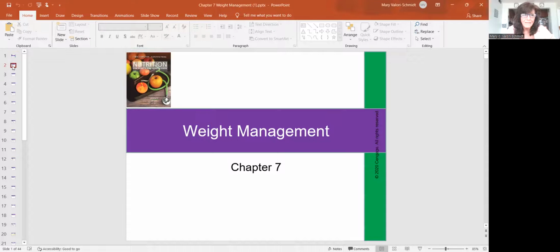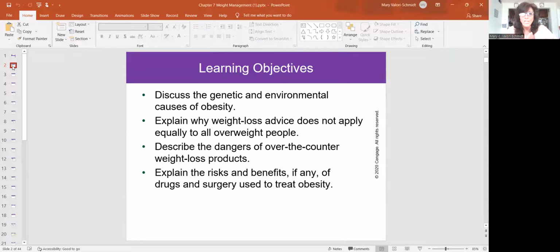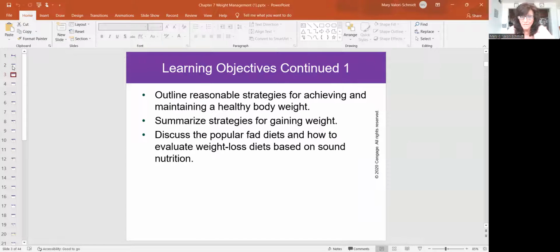What are our objectives? So we're going to discuss genetic and environmental causes of obesity. We're going to talk about why weight loss advice doesn't apply equally to all overweight people. There's not a cookie cutter resolution. We're going to talk about the dangers of over-the-counter weight loss products, anything that's like get skinny quick. We're going to talk about risks and benefits, if any, of drugs and surgery that are used to treat obesity. We'll outline strategies that are reasonable and attainable for achieving and maintaining a healthy body weight.